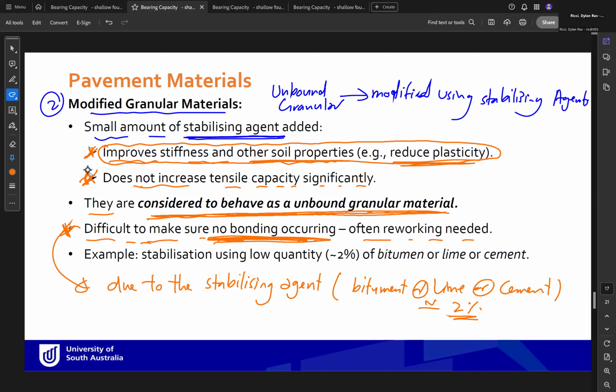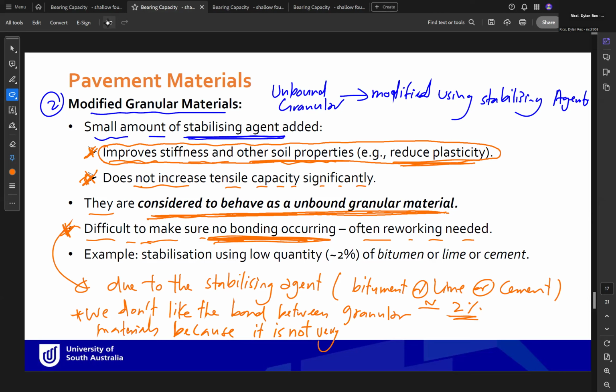Okay, the problem is, in pavement we don't like the bond between granular materials, because it is not very good under repeated load. Okay, so the problem of this modified granular material is the bond.